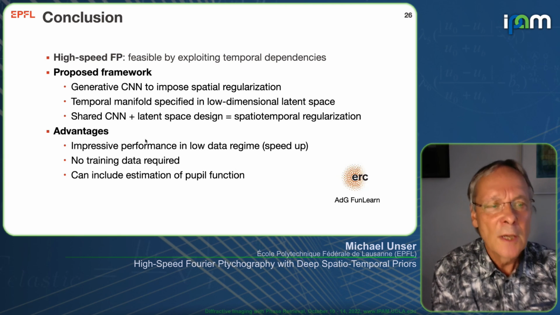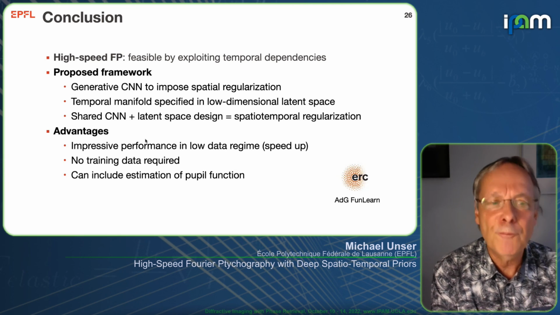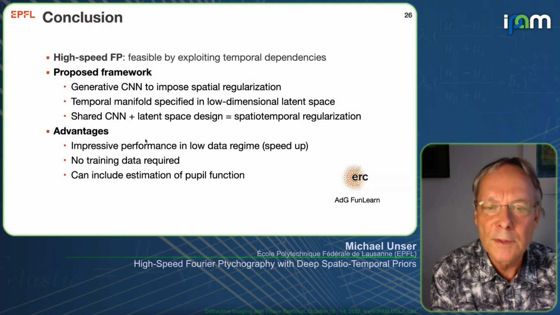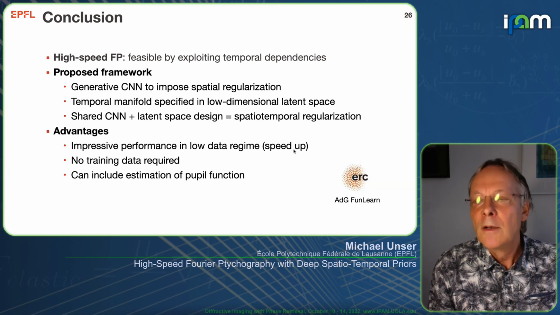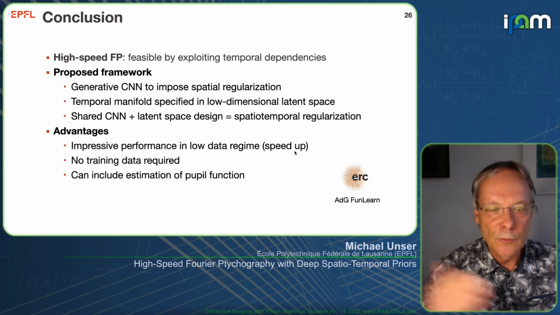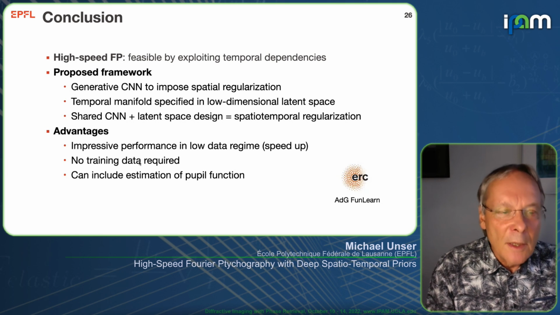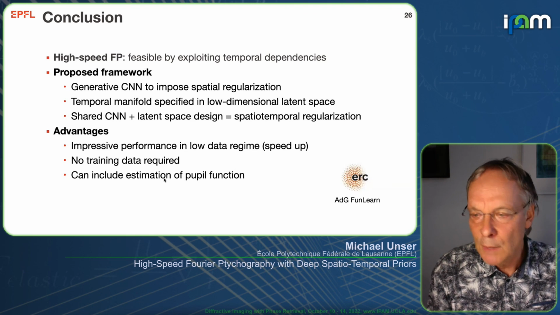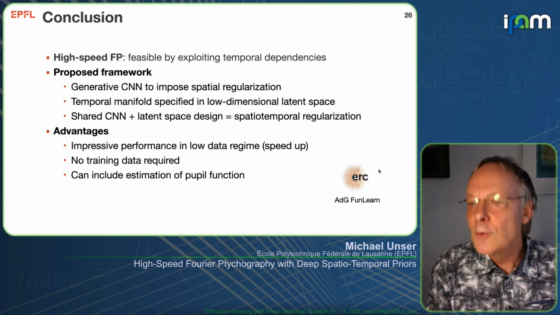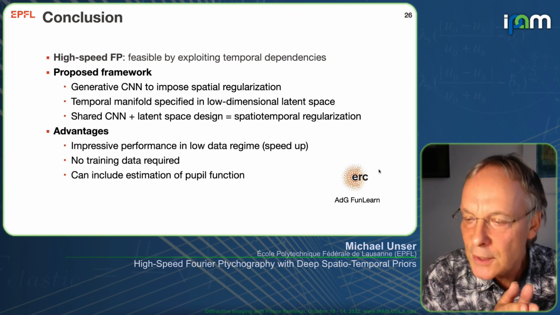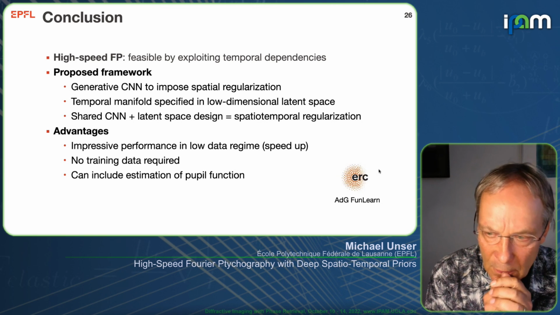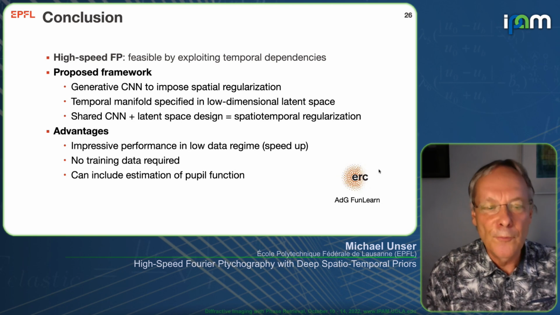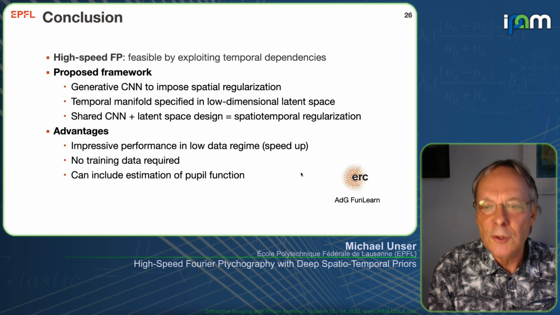Now, the advantages, I would say, are an impressive performance improvement in the low data regime. And that's what we're after. We want to do this high-speed imaging. There's no training data required, and it can also include the estimation of the pupil. So I'd like to thank also the ERC, the European Research Council, for partially funding this research.